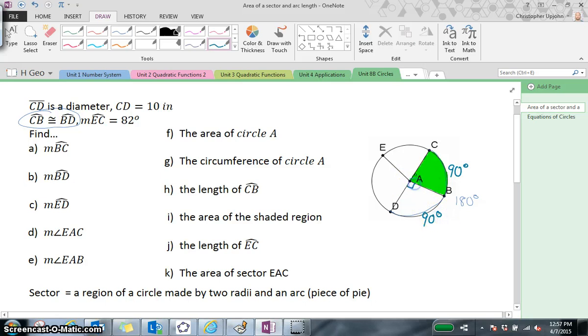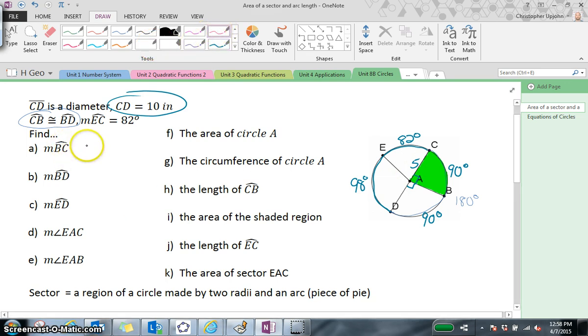That also means these angles, because they're central angles, are right angles. We know that arc EC is 82 degrees, and 180 minus 82 will give us our other part of this arc, because this is also 180 degrees. Our diameter is 10. CD is the diameter, it's 10, so our radius is 5. So let's go through these problems.